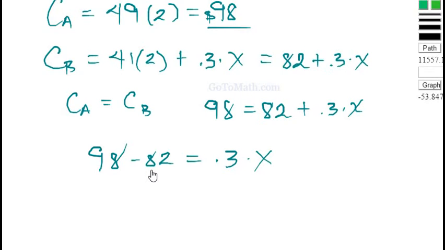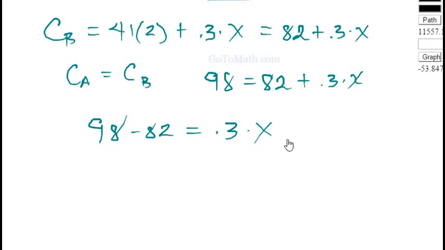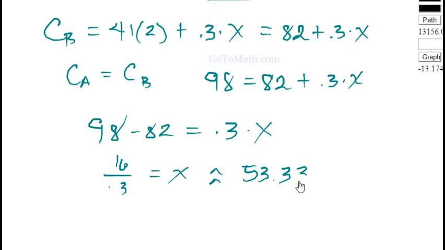Okay, so what do we got going on here? 98 minus 82 is 16. Is that right? Okay, so then we just take that 0.3. So we have 16 over 0.3 is equal to x. And I don't know if I state this or not, but I think I end up rounding the answer to 2 decimal places. So does this make any sense? Well, I guess it does. 53.33 miles.